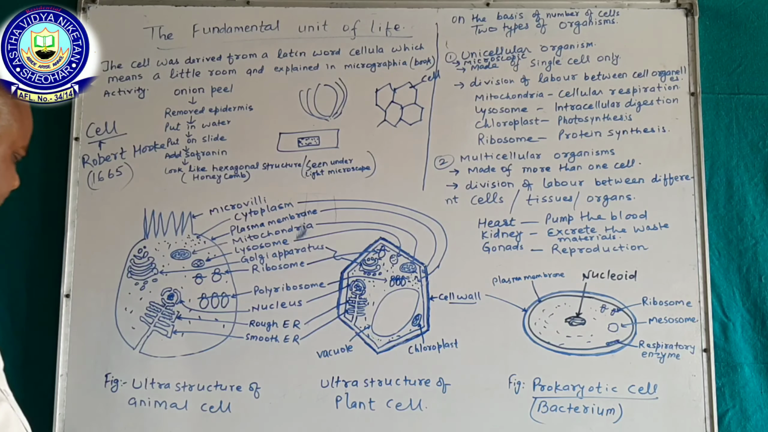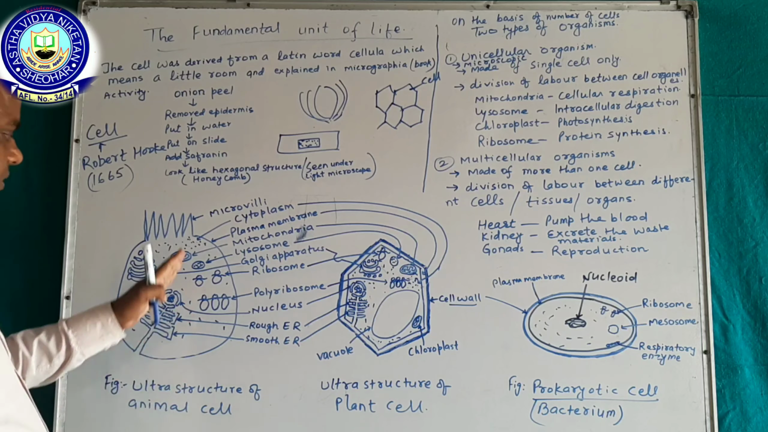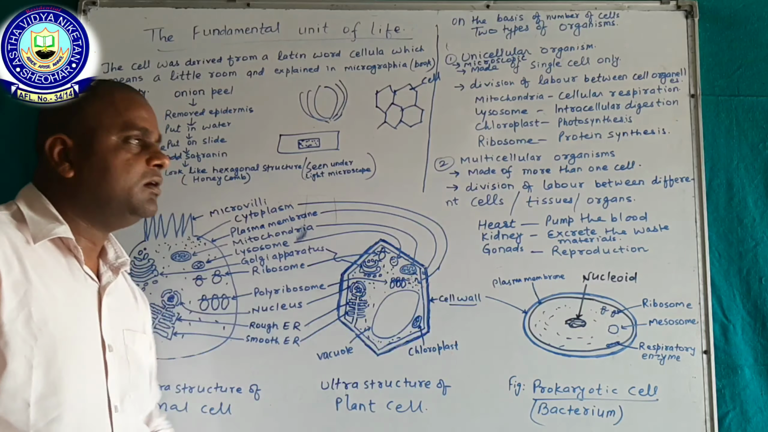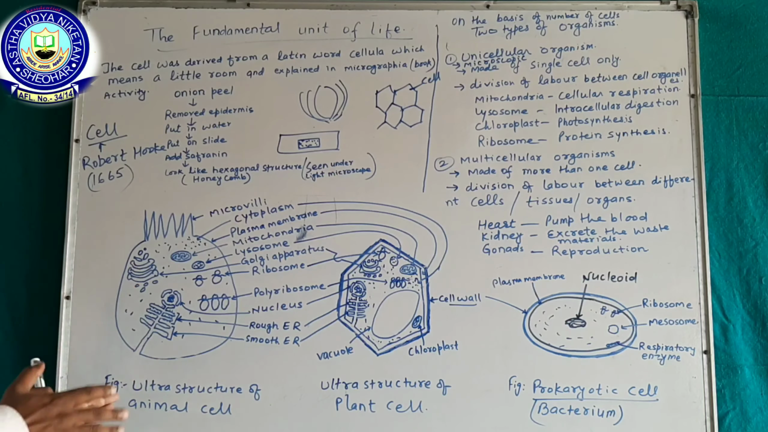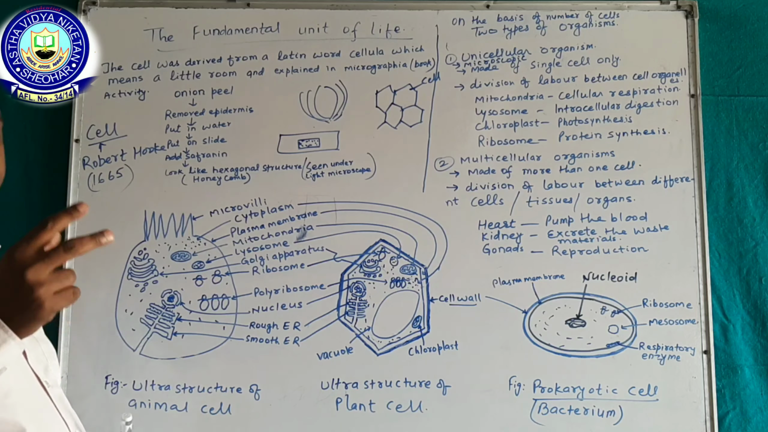So now come to the ultrastructure of animal cells. We have written here ultrastructure. Ultrastructure means this has been seen in the electron microscope.